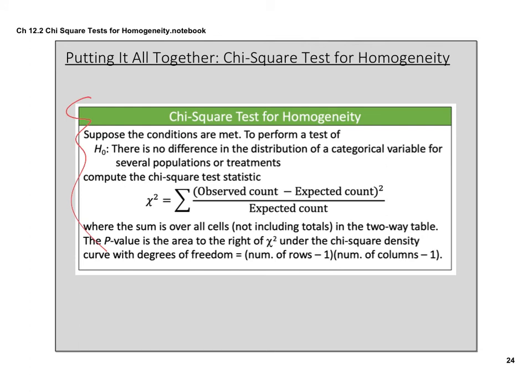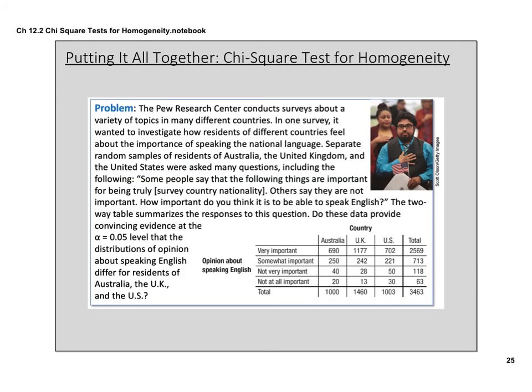We're looking at two different values. It says categorical variable of several populations or treatments. Okay, that's the key word there. When we get into chi-square test for independence, that's where things are going to be different. So several, when you're looking at more than one population. All right, let's do one start to finish.